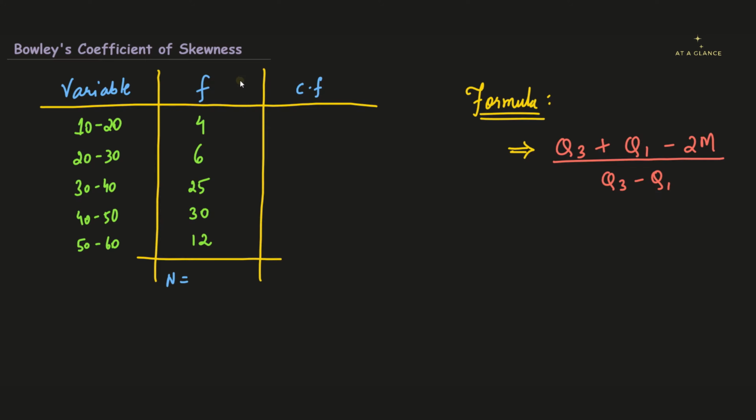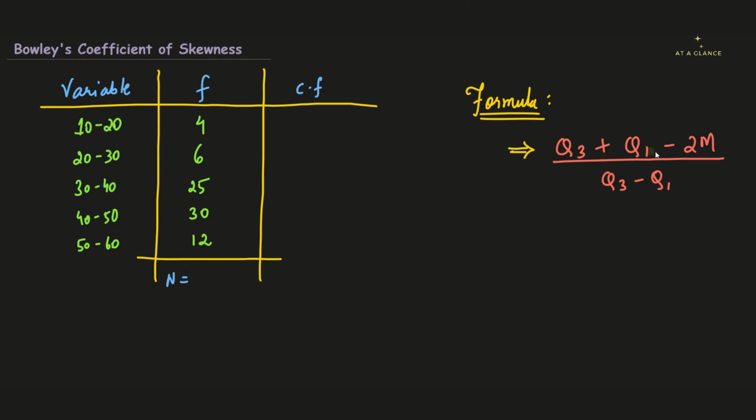Now, in this particular method of finding the measure of skewness, we use the quartiles. To find out the measure of skewness using Bowley's coefficient of skewness method, we have this particular formula, that is Q3 plus Q1 minus 2M divided by Q3 minus Q1. Q3 is the third quartile of that particular distribution. Q1 is the first quartile of the distribution. M is the median of the distribution. Plugging in the values of these variables, we'll get the measure of skewness.